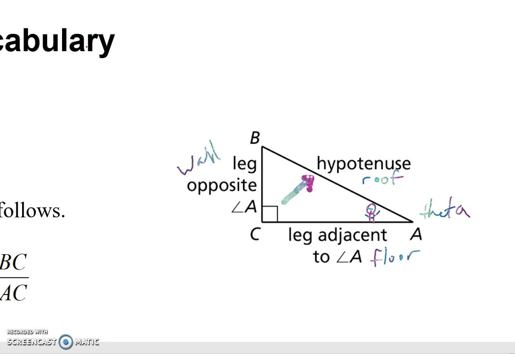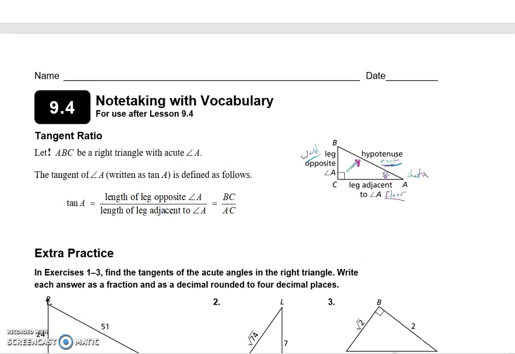So these are going to be the reference points. Your theta stands on the floor, which is adjacent. The hypotenuse is the roof above, and then the wall is opposite of him. So these are the key things that we use when we're doing this one.